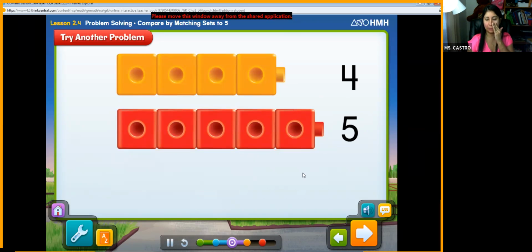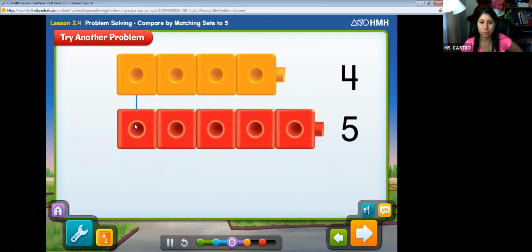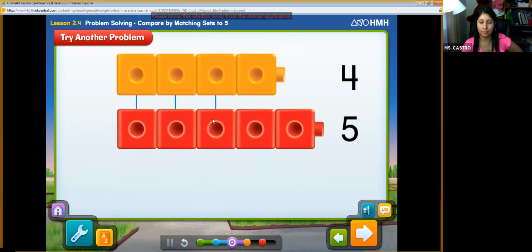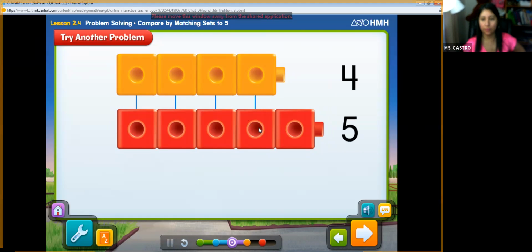It has a number of cubes greater than 4. How do you know the red cube train has a number of cubes greater than 4? You can compare the trains by matching the red cubes with the orange cubes. Here's one match. Here's another match. Here's the next match. And here's one more match. Each cube in the orange cube train has a match. But one of the cubes in the red cube train doesn't have a match. So the red cube train has a number of cubes greater than 4.